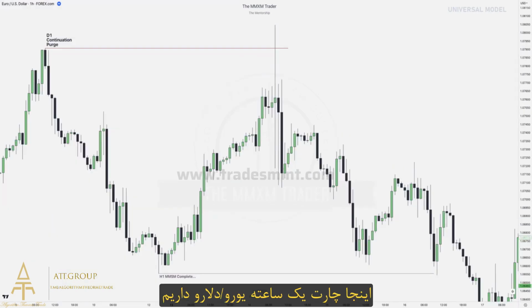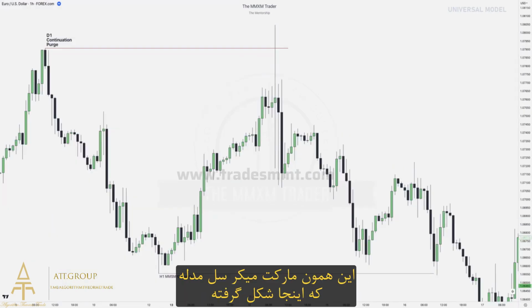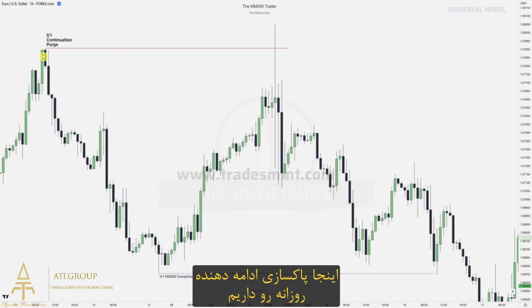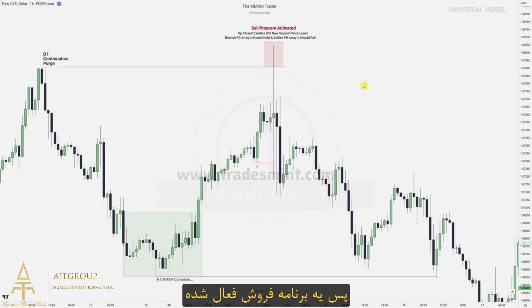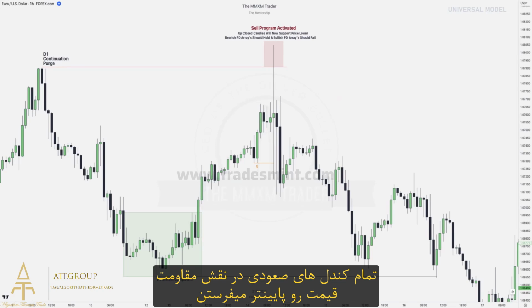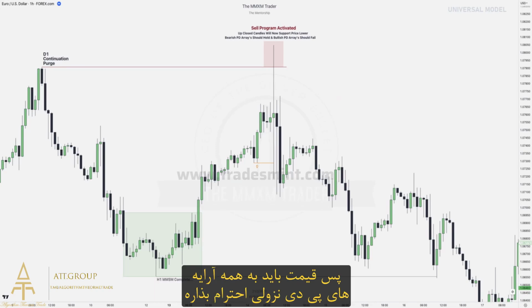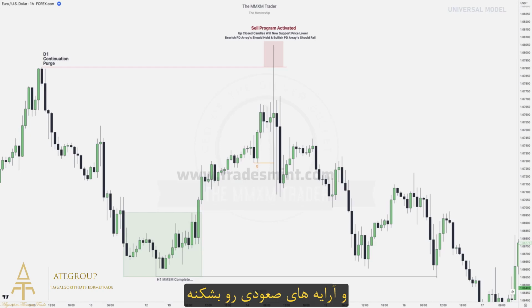So over here we got that 1 hour Euro USD chart, right? Market maker sell model is forming, right? Over here, that daily continuation purge. So we have a sell program activated, right? And once that sell program is activated, all up close candles will now support price lower. So all bearish PD arrays should also hold, and bullish PD arrays should fail, right?